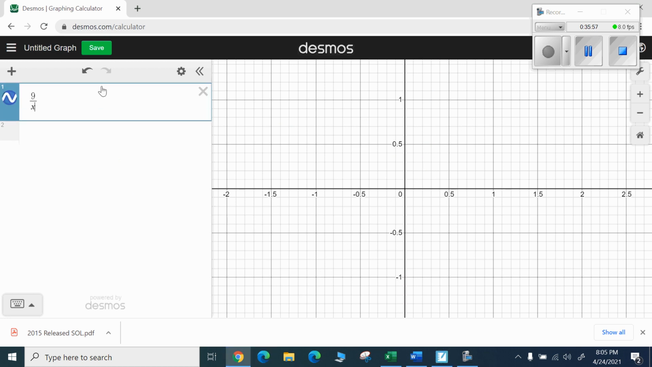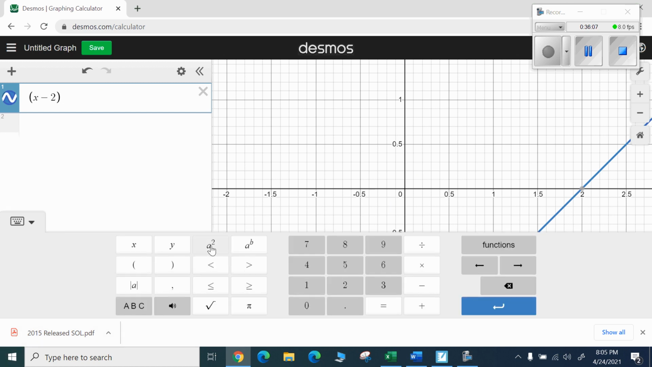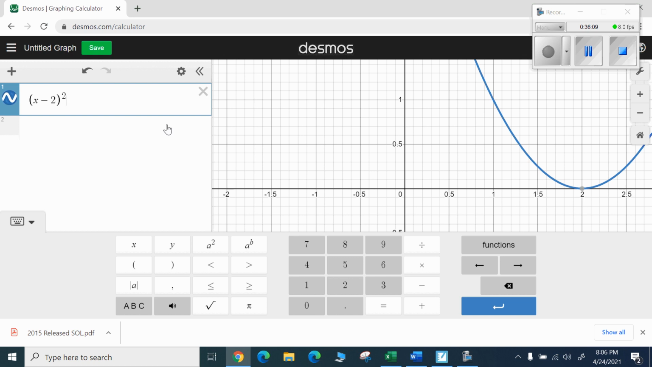X minus 2. Whoops, why do I have a 9 there? That was a typo. Okay, x minus 2 squared. So I got to use the squared. All right, where is it on my paper? Plus 3. Okay, so what if I put in 1?